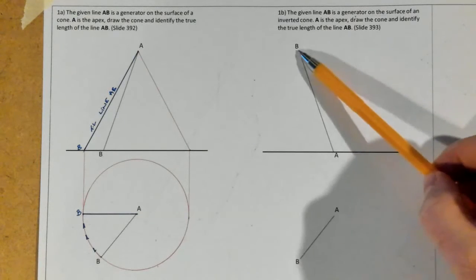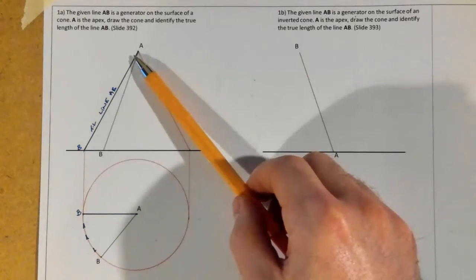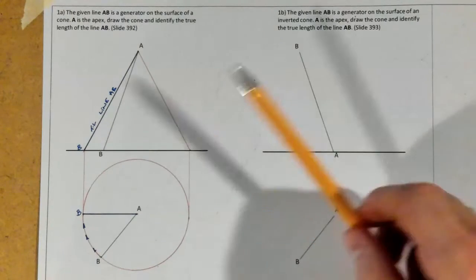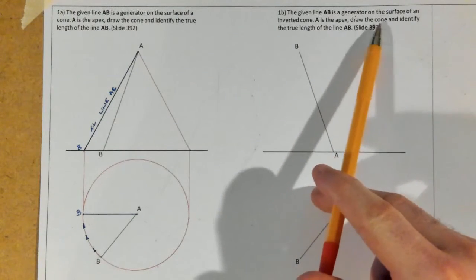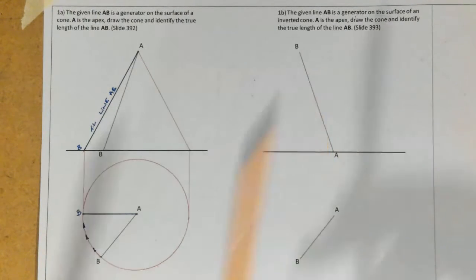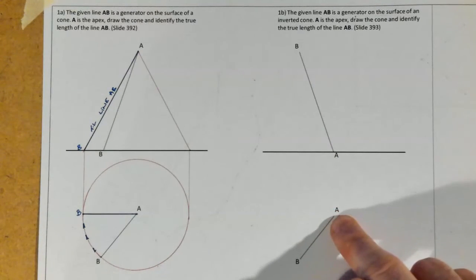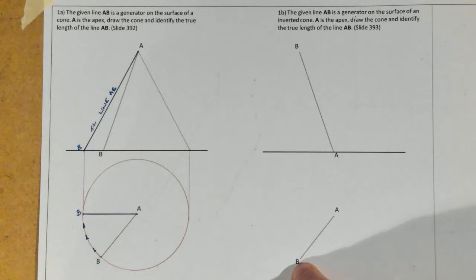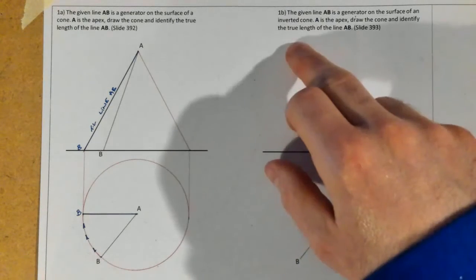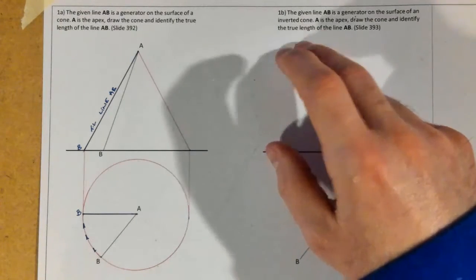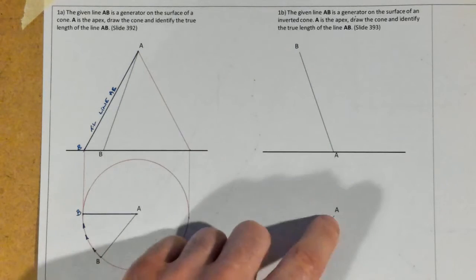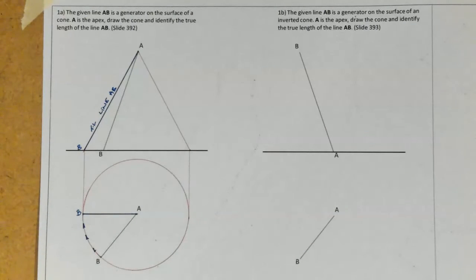in this case our apex is actually A and the circular part is going to be up here. So it's basically taking this cone and putting it on its head. And it says A is the apex, draw the cone and identify the true length of the line AB. So once again, in plan this is quite simple. A is the apex and B is a point at the base of it, or in this case at the top of it, but it is still the base of the cone. And what we have to do is draw the view of the cone in elevation and plan.